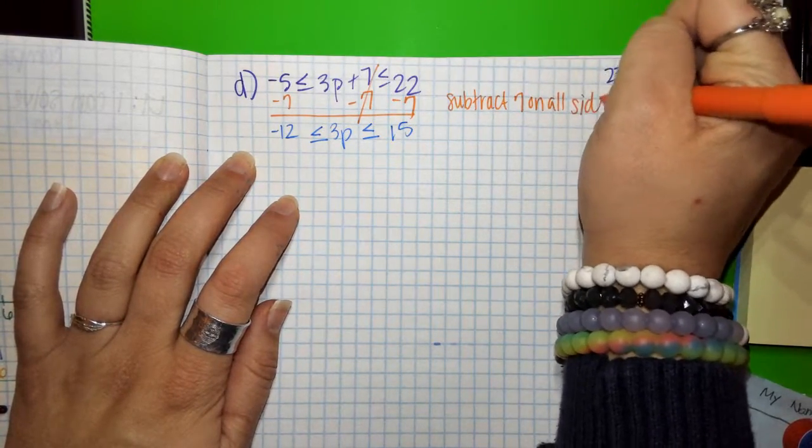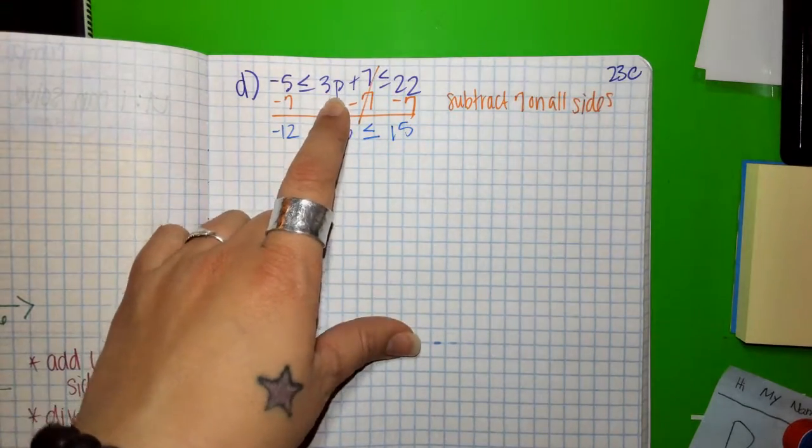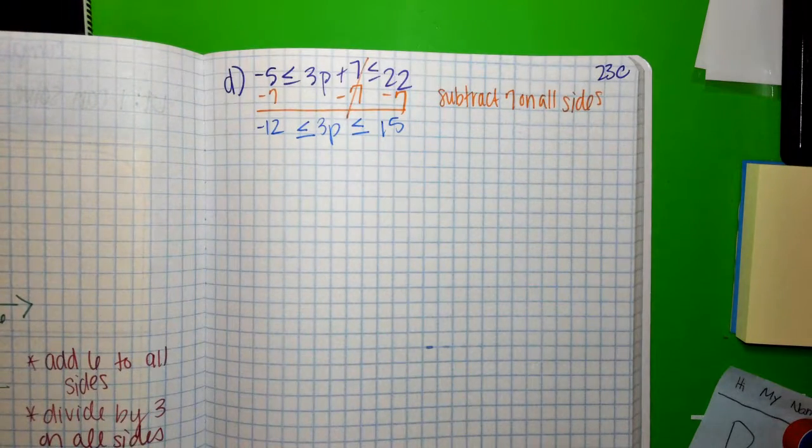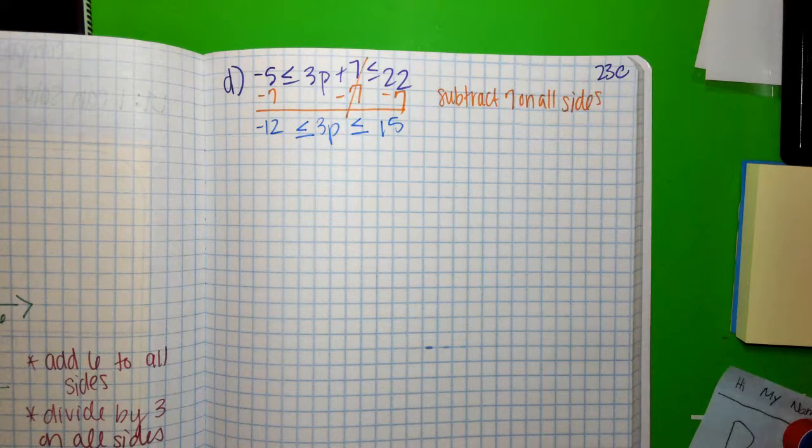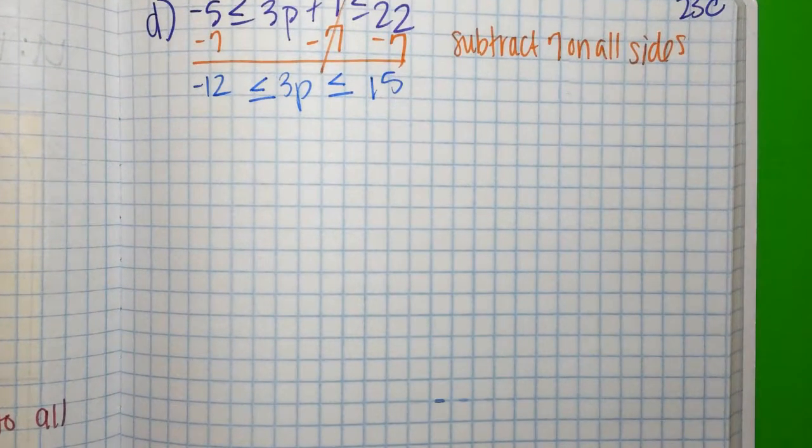Can anybody tell me why we did not subtract 7 from the 3p? Both of them were in between the signs. And what's another, Alexia, what did you say? They're not like terms. Fantastic. So both of them are in between the inequality signs, and they're not like terms.